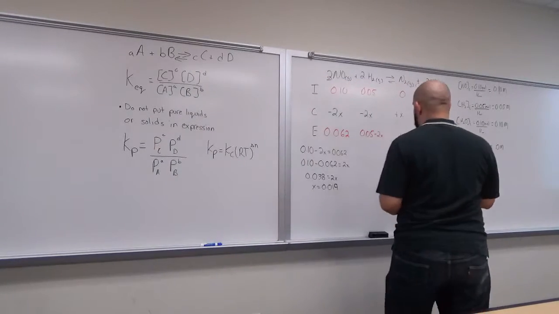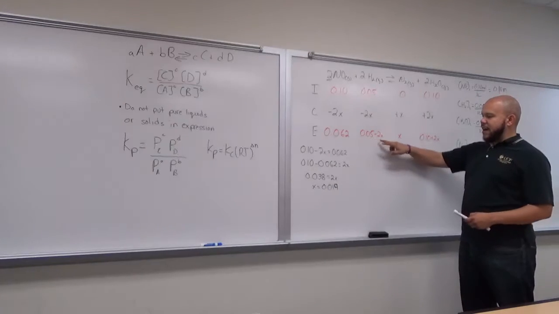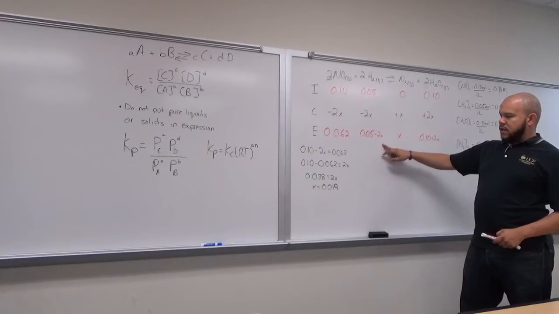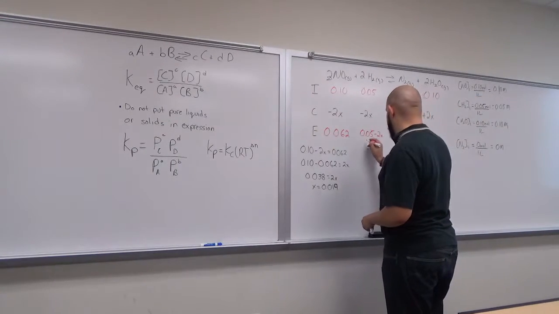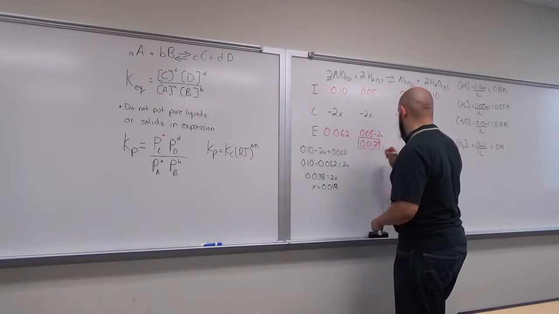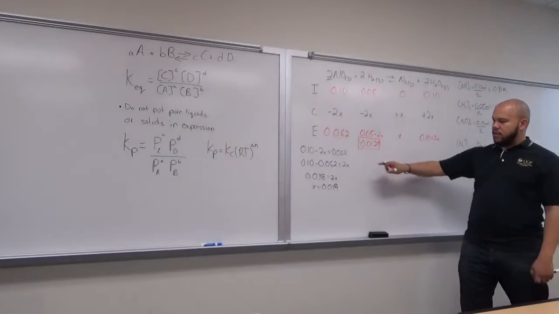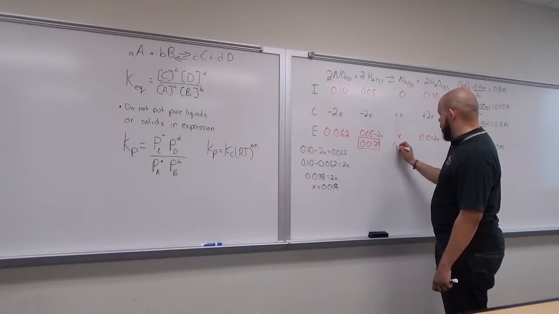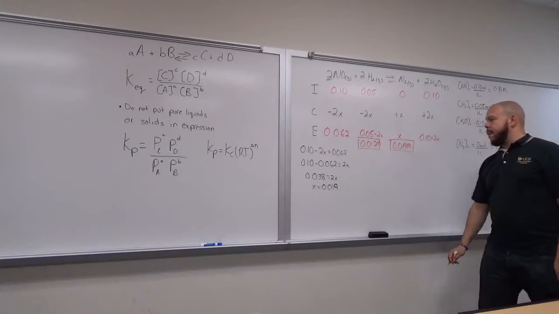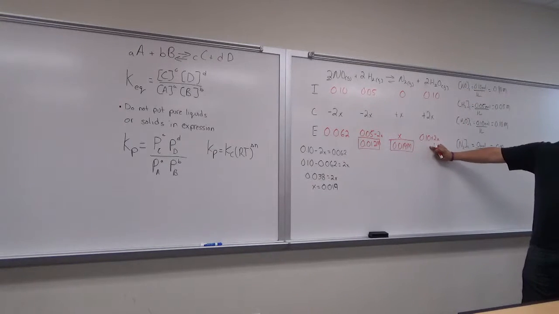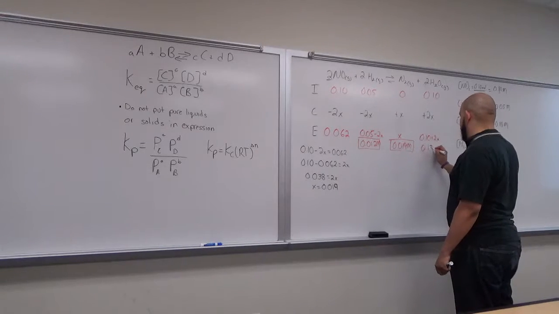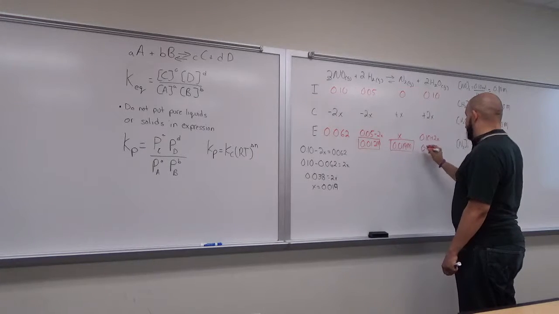So our new equilibrium concentrations involve 0.05 minus 2x. So 0.05 minus 0.038 is 0.012, right? X is 0.019, so we got 0.019 molar. And this is 0.138, right?